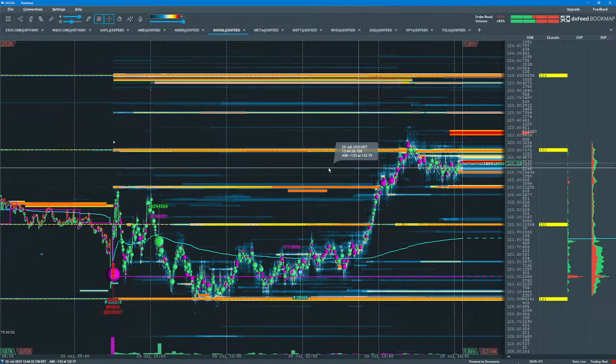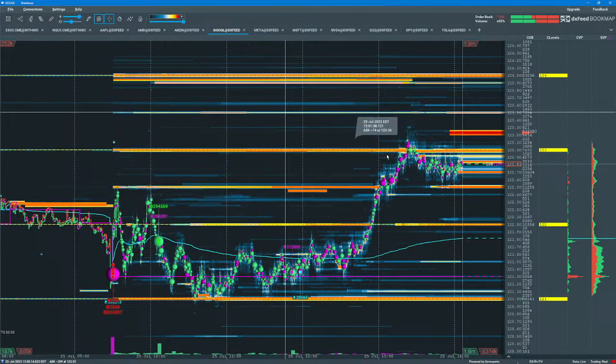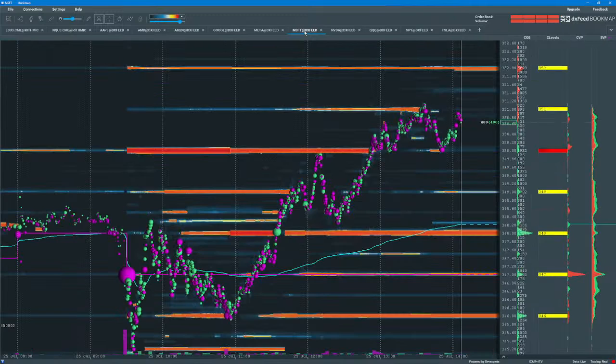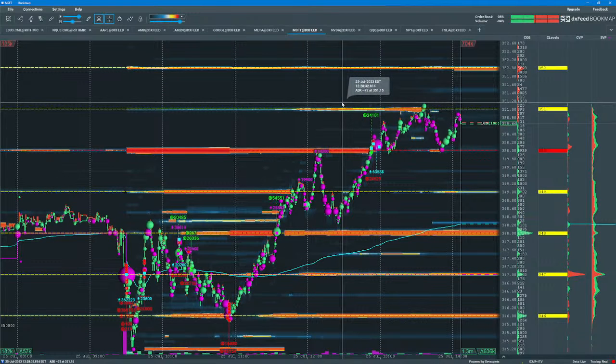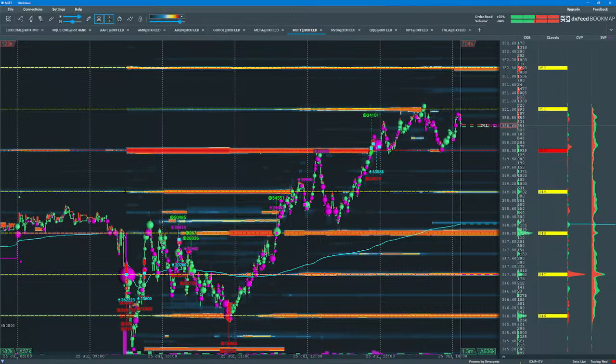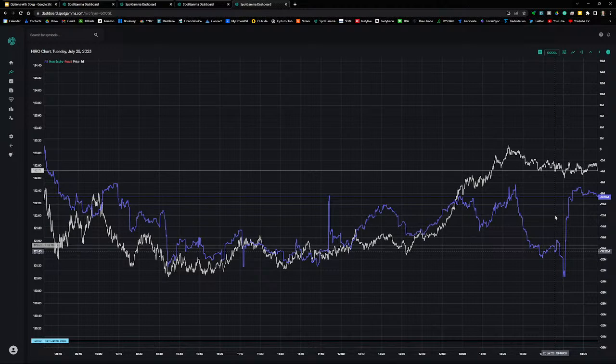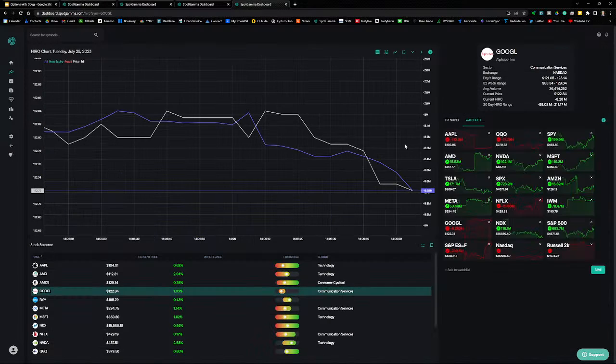All right, so here's Google. Really choppy morning, caught a bid right around 12:30. All right, let's take a look at Microsoft. Let's go take a look at Hero for Microsoft. So for Google, the net signal for today is pretty flat, just slightly negative notional value. Okay, let's go take a look at Microsoft now.